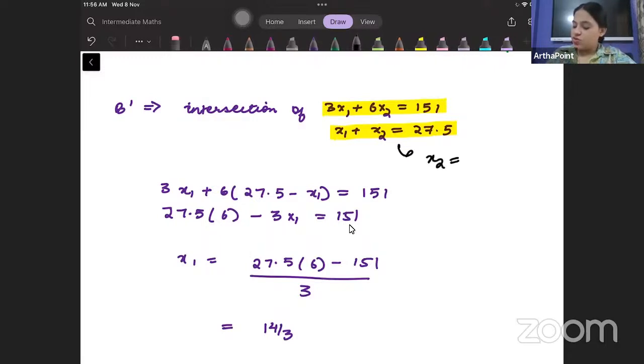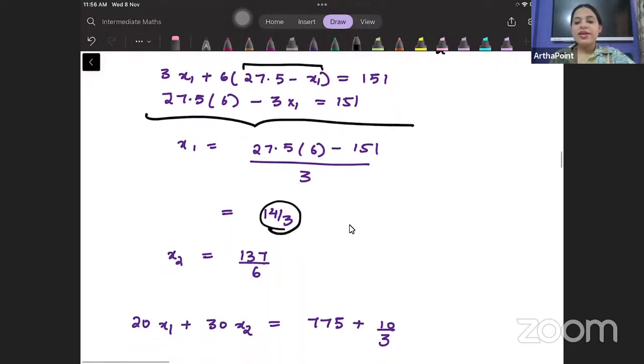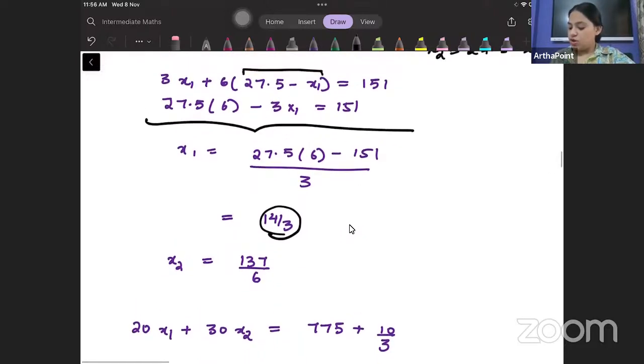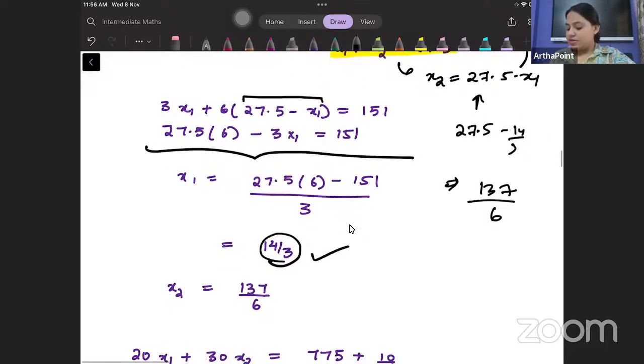यहाँ से put x2 is equal to 27.5 minus x1. Put it in this equation. Get the entire equation in x1 and solve. So you will get that x1 will be 14 by 3 and then you can solve back for x2. यहाँ पर डाल देना 27.5 minus 14 by 3. So you will get 137 by 6. So you will get this as x1 and x2.